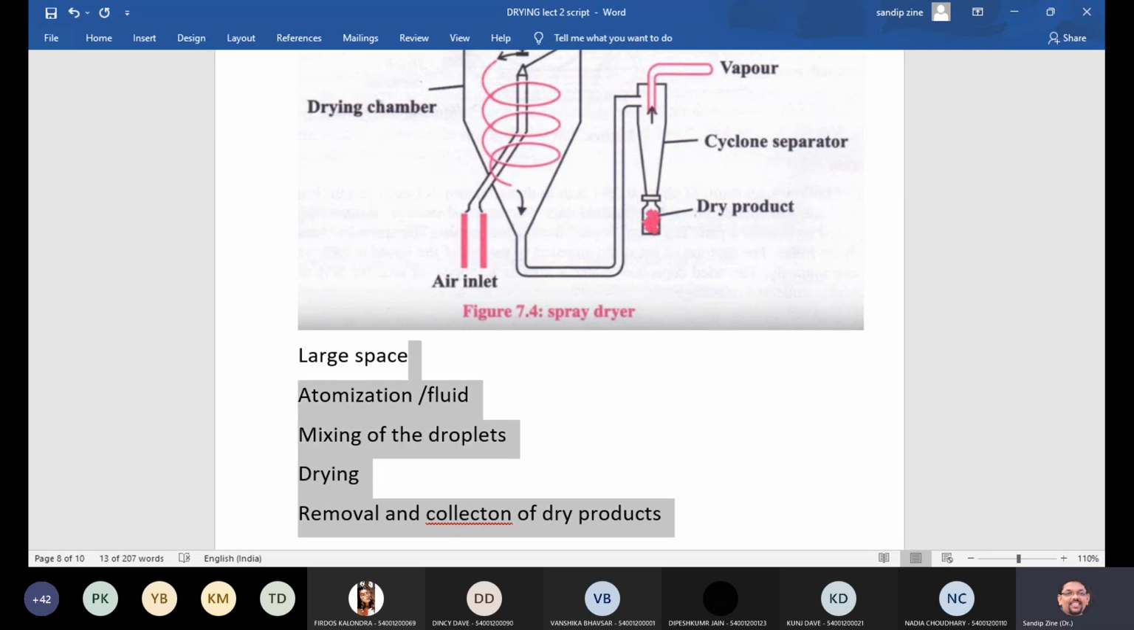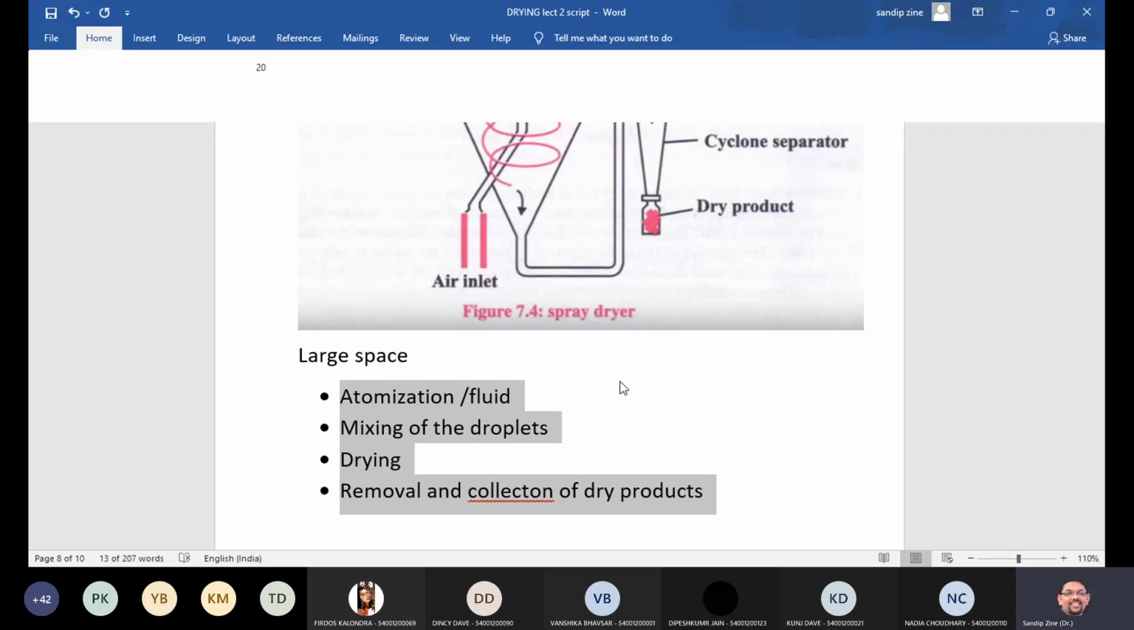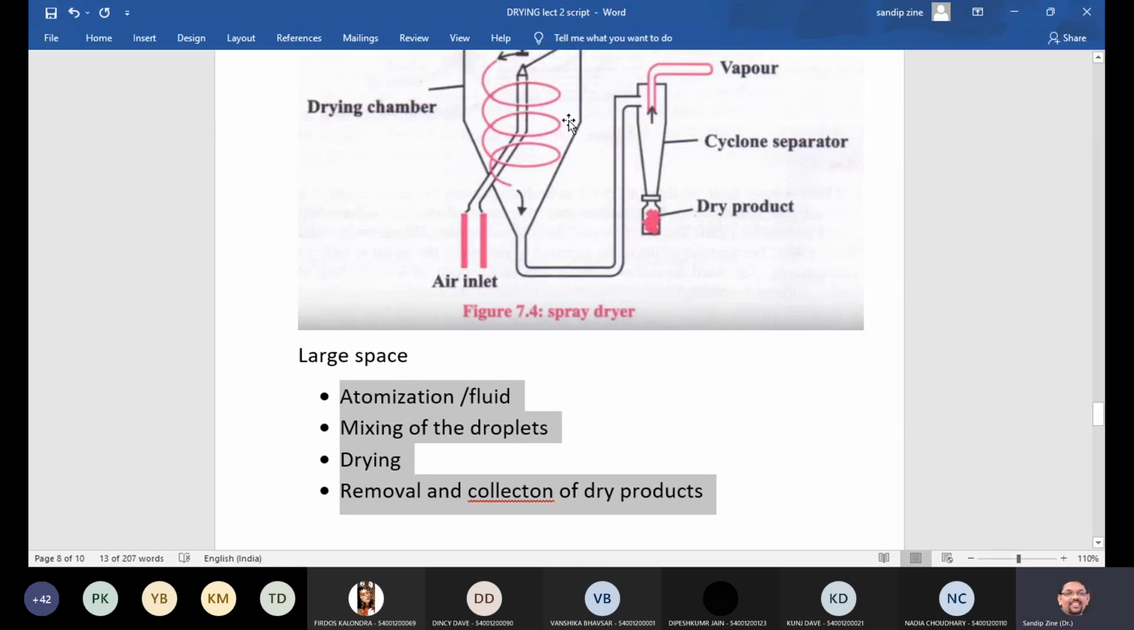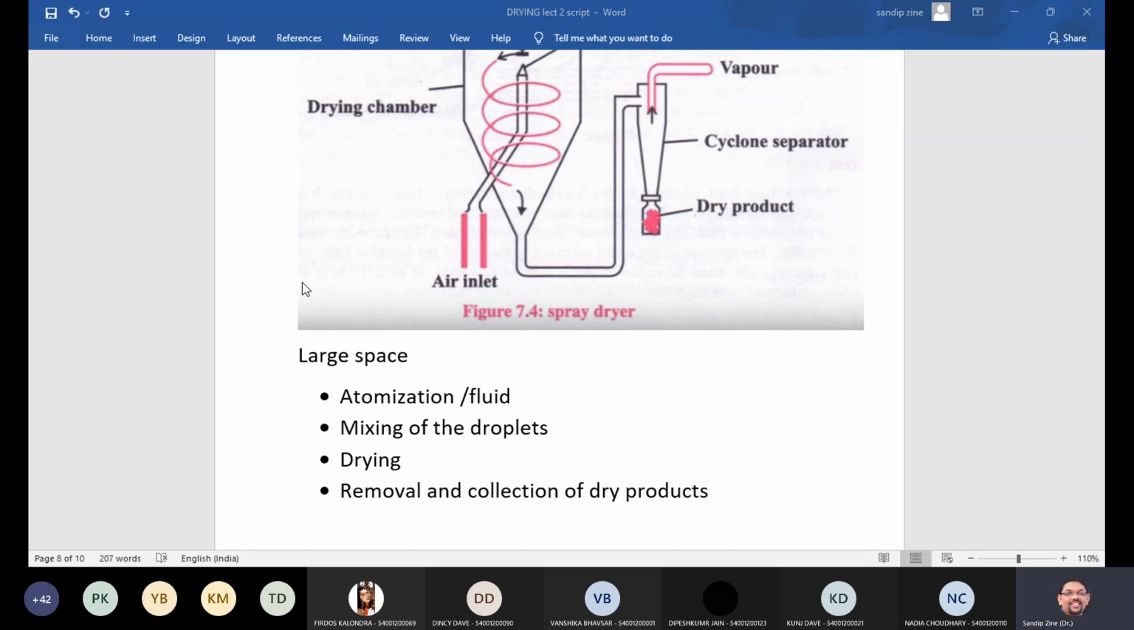These are the four types, or we can write it in a very systematic way, the overall working of these dryers. First, atomization of the fluid happens over here, then mixing of the droplets with the heat, then drying is the process, and fourth point, removal and collection of dry products through this cyclone separator over here. So this is the working pattern of this spray dryer.